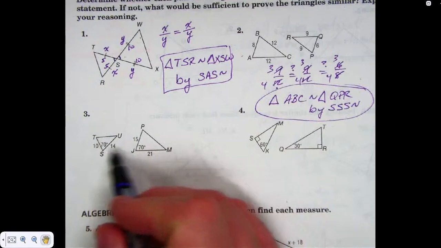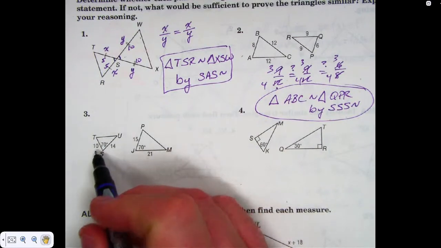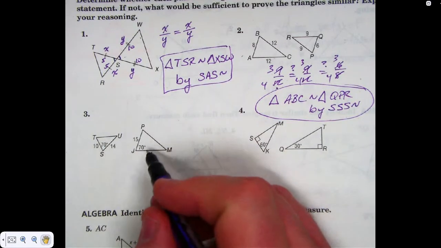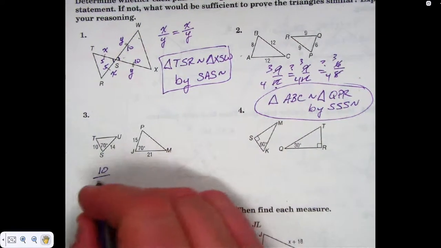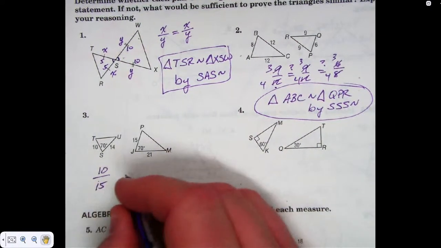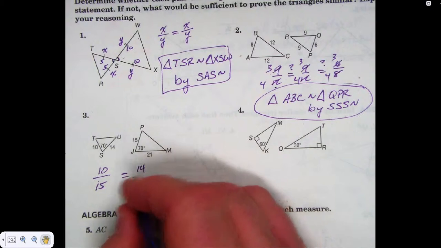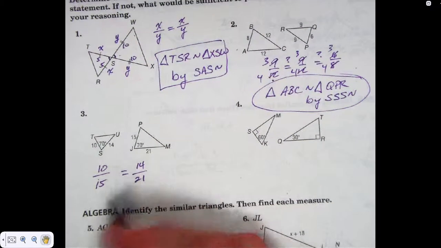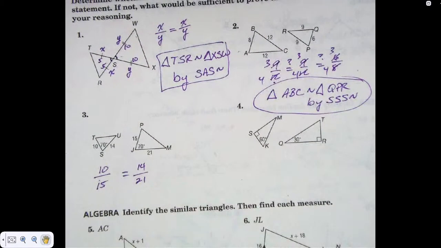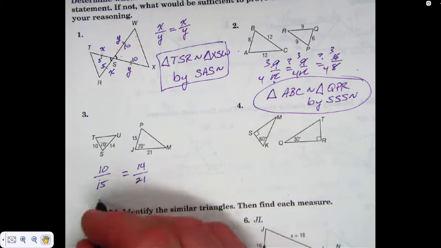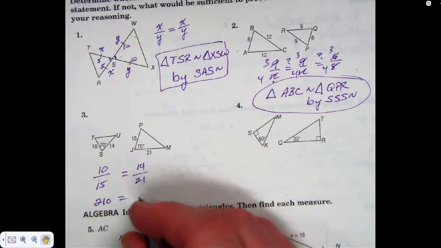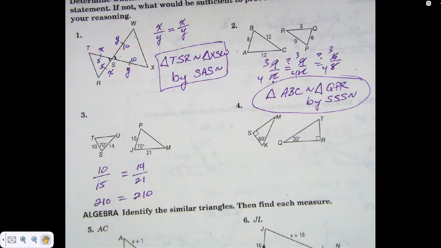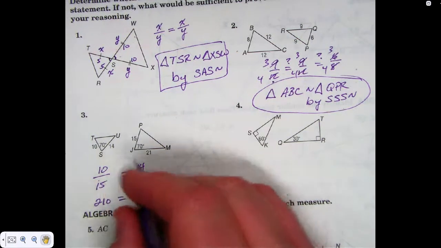Okay, one is smaller than the other, right? So the smaller over here has to correspond to the what? Smaller over here. So 10 over what? 15 would have to equal what? 14 over 21. Now, when you're just having two of these, do you guys remember the other way that you can cross multiply if you'd rather do that to see if they're equal? 210, what's 15 times 14? So, are these two proportional?